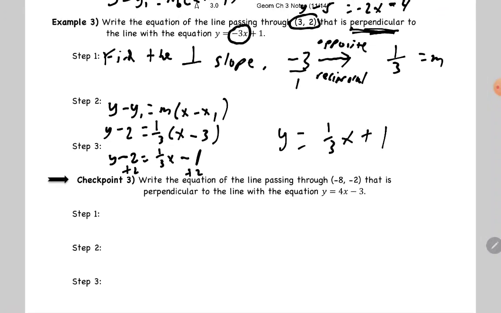Write the equation of a line passing through (-8, -2) that is perpendicular. So find the perpendicular slope. This one is 4. And then the opposite reciprocal is -1/4.